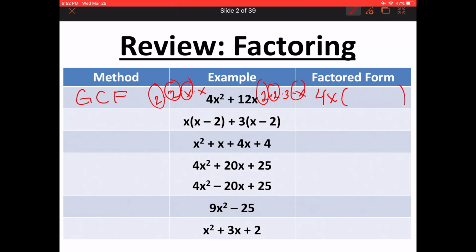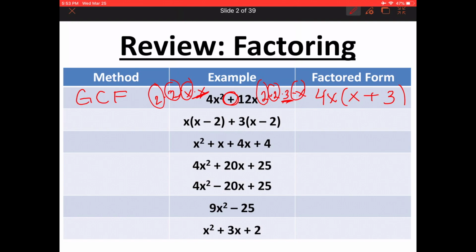Inside of parentheses, I write what is left over. So notice from my first term, I have the x left over. From my second term, I have the 3 left over. And then I keep the sign, that's the plus. So there's my factored form using GCF.